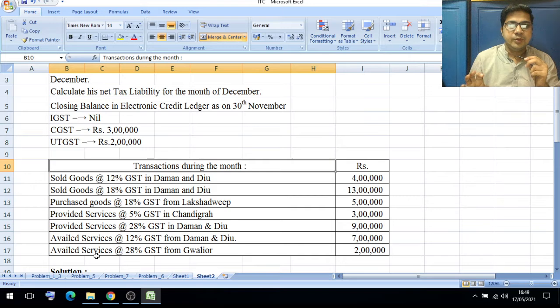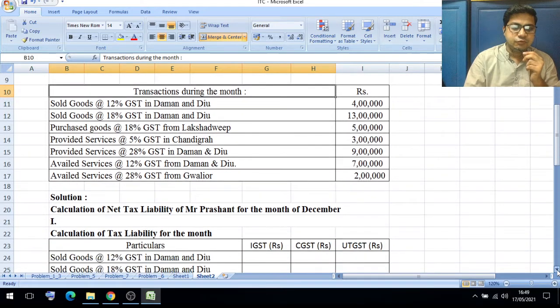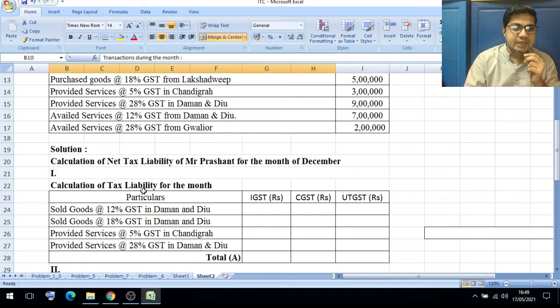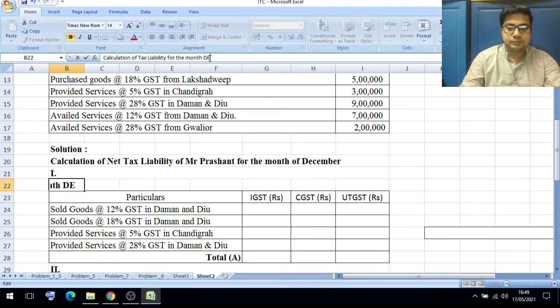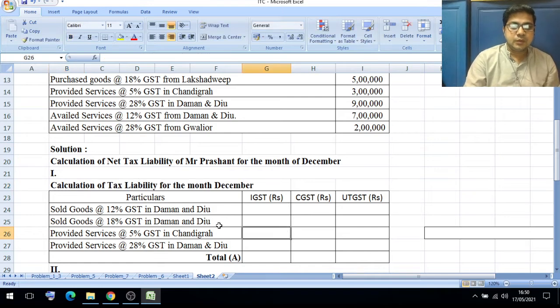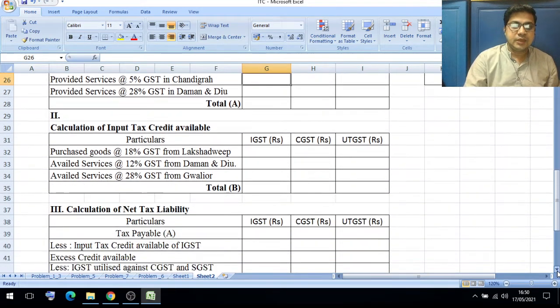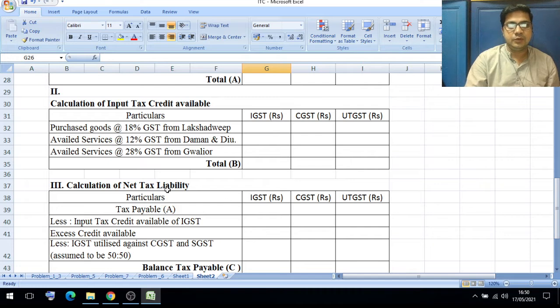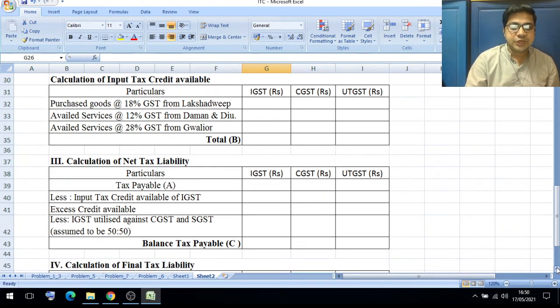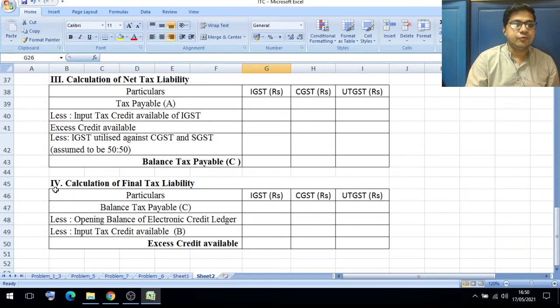For that purpose, we will prepare a total of 4 statements. Now, what kinds of statements do we have to prepare? See friends, first of all, we have to prepare the calculation of tax liability for the month of December. Then we will prepare the calculation of input tax credit available for the month of December. Then the calculation of the net tax liability. And one more statement we will prepare, statement number 4, calculation of final tax liability.